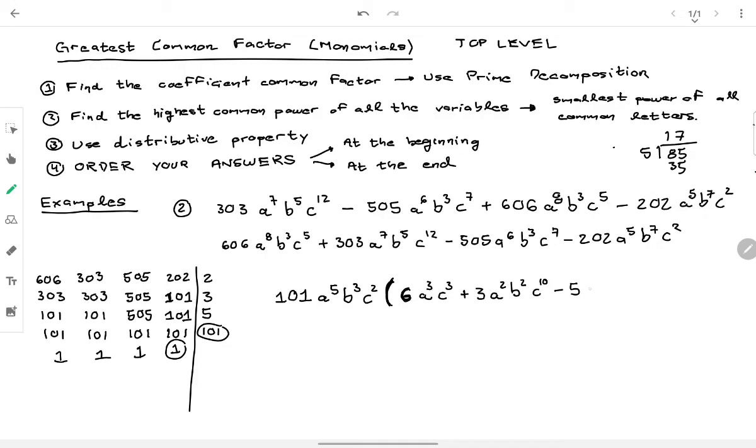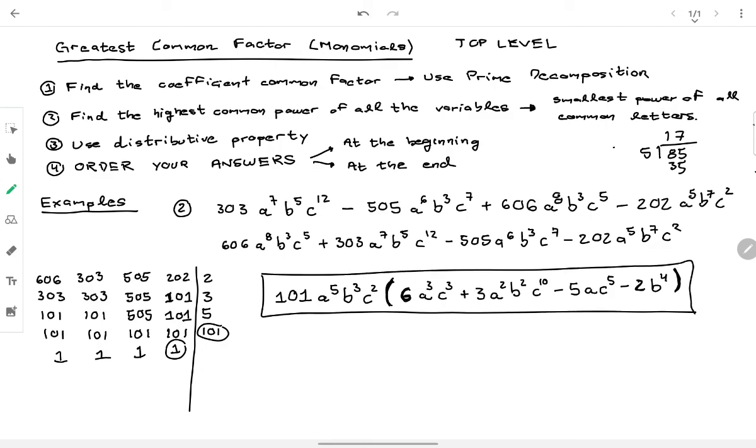A to the 5 to become a to the 6, we need only one a. B cubed to become b cubed, it's the same. C squared to become c to the 7, we need c to the 5. Then it's going to be minus 2. A to the 5 to become a to the 5, we don't need anything. B cubed to become b to the 7, we need b to the 4. And c squared to become c squared, we don't need anything, so we close the parentheses. And this is going to be our actual final answer.